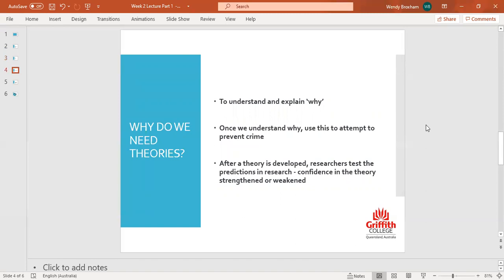So this is why we need theories, to understand and explain why. But that's not enough. We can say why, but we then need to use that information to go into much more depth. If we say that rational choice is a valid theory, then we can start finding out why and taking preventative steps in many locations to stop the crime. But then once we've done that, we need to test it by looking at how crime changes after the prevention. So this is the third point there. Researchers test the predictions to see if their confidence in the theory that they've come up with has been strengthened or weakened.